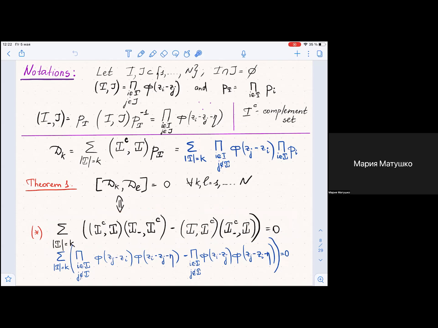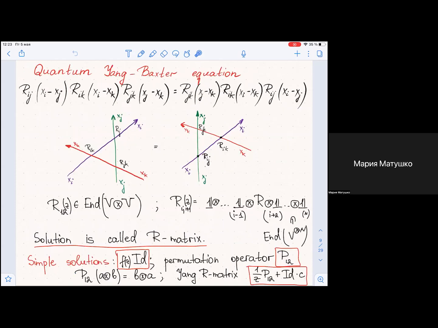Okay, this was the scalar story by Ruijsenaars, and we are going to construct some matrix valued operators. And for this, we use the R-matrix. So what is the R-matrix? It's the solution of the Yang-Baxter equation. So this is the Yang-Baxter equation.